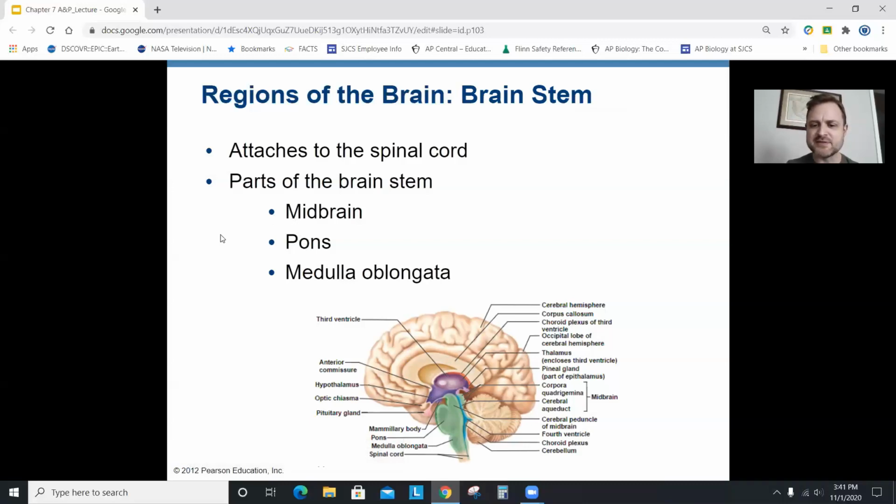Oftentimes there might be signals that don't go to your brain, they go to the brainstem, and the brainstem decides what to do with them. Not every signal goes to your brain. Some might just go to your spinal cord or to your brainstem for interpretation and integration to see what should be done about those signals. Okay?